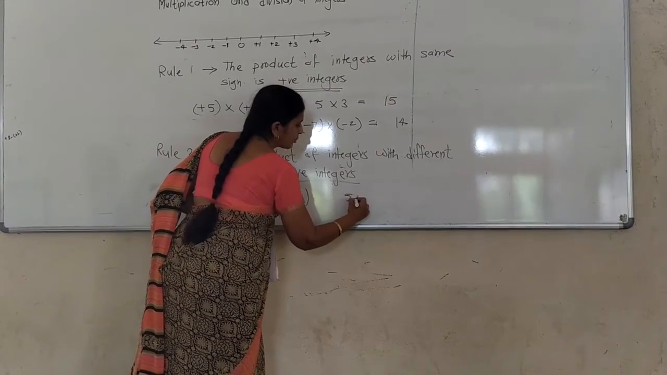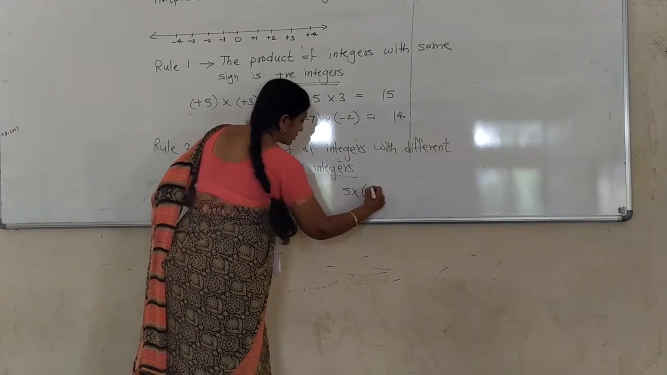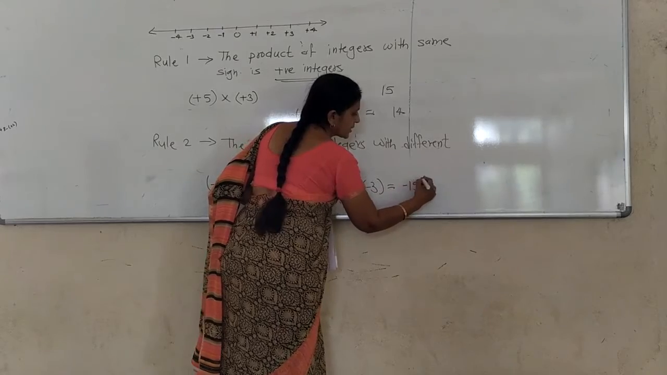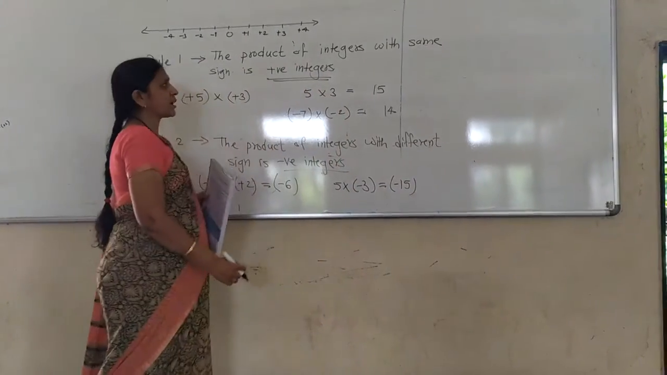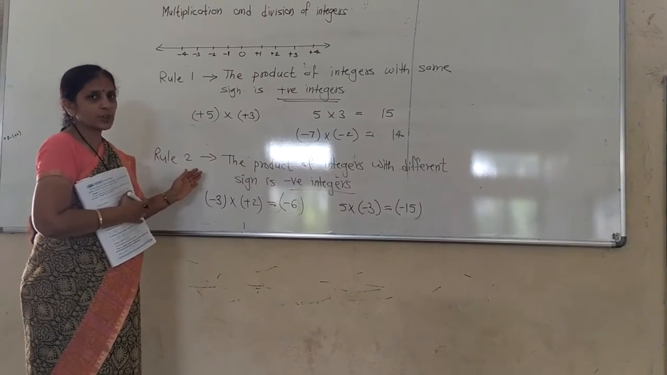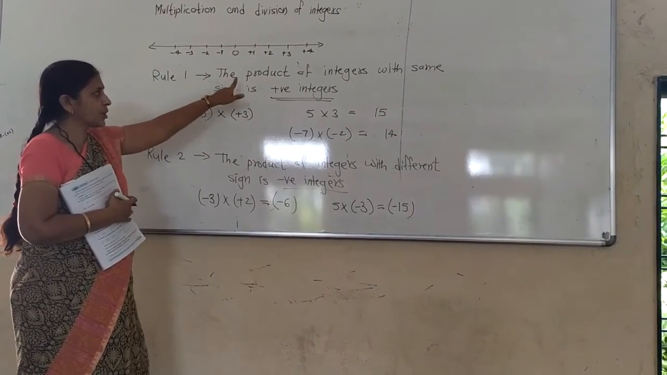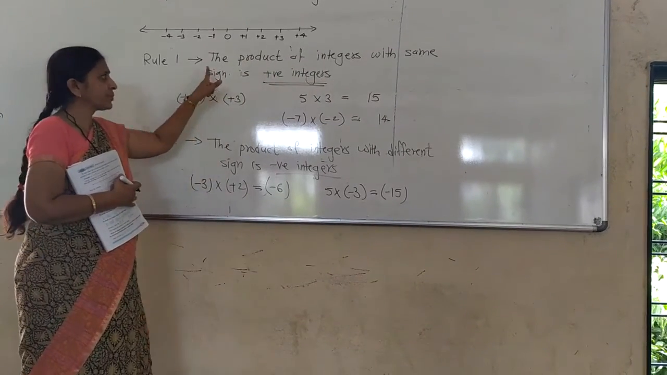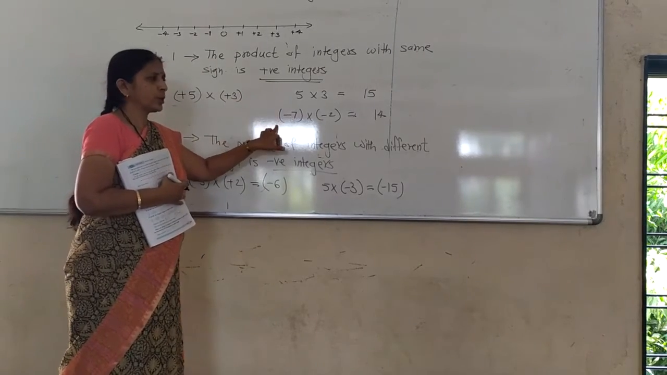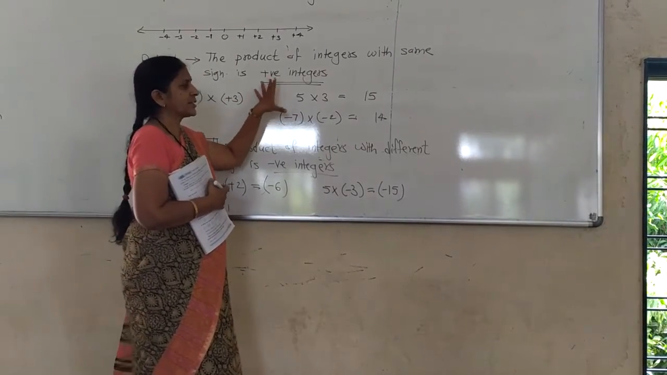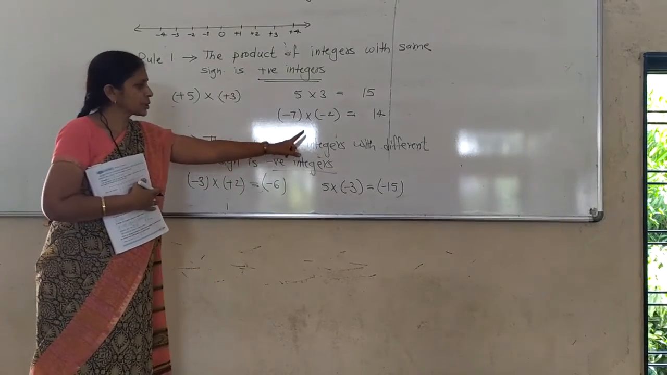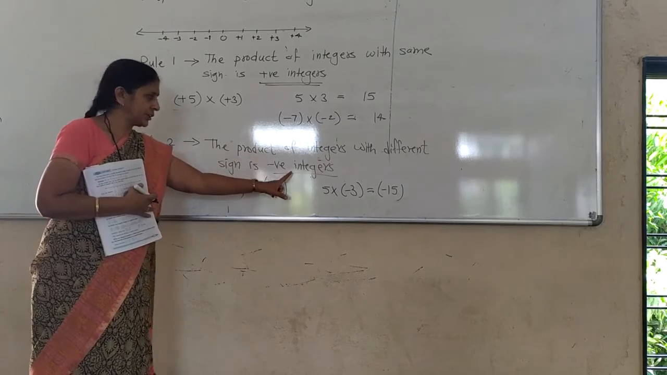Suppose 5 multiplied by negative 3. So 5 3s are 15. So our product is negative 15. These are the two rules which we are going to use for the multiplication of integers. First one: the product of integers with the same sign is a positive integer. Same sign means both may be positive or both may be negative. In both cases they give the product positive. Second rule: the product of integers with a different sign is a negative integer.